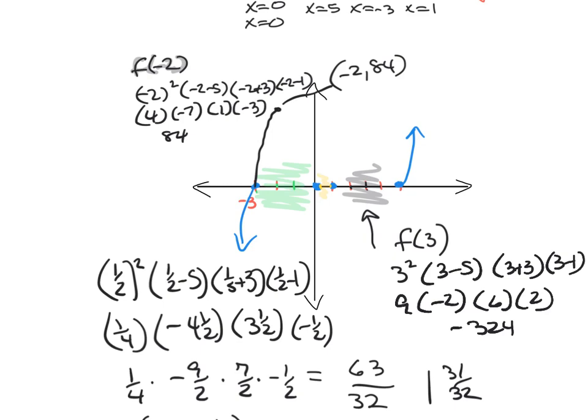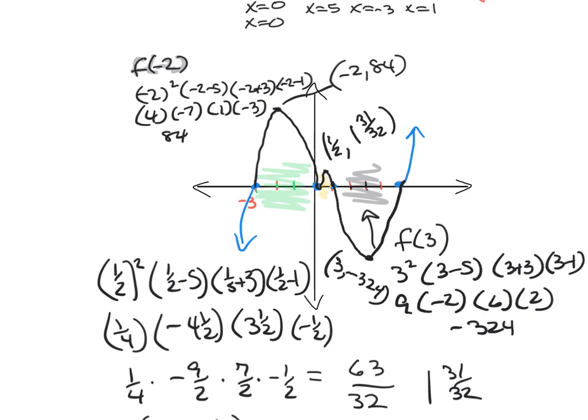So from here, I'm going to come down to the 0. Remember, 0 was twice. I'm not cutting through, I'm bouncing. And I'm going to bounce back up to about 2. And then come back down, and then go down here, and then back up to my end behavior. So this could be the ordered pair I just found, at the 3, -324. This could be the 1/2, comma, 1 and 31 over 32.